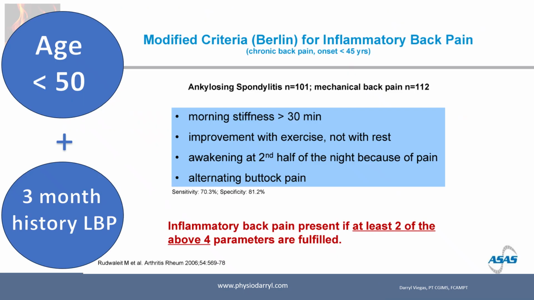So in thinking about a rule of thumb criteria for the diagnosis of inflammatory back pain, the modified Berlin approach is showing that when we start thinking about people presenting with inflammatory back pain, typically they're under the age of about 45 to 50 with a 3-month history of low back pain. And in conjunction with that, complaining of morning stiffness lasting more than 30 minutes, improvement with exercise, not with rest, waking up in the second half of night because of pain, and typically alternating type of back pain. Inflammatory back pain is present if at least 2 of the above parameters are fulfilled.